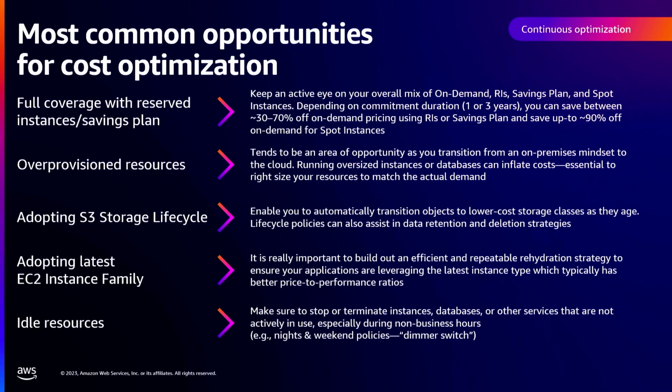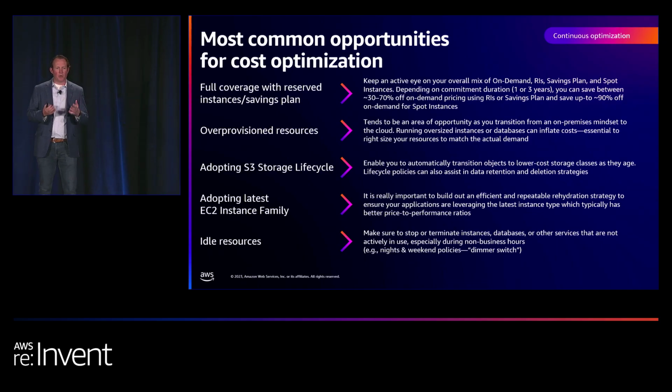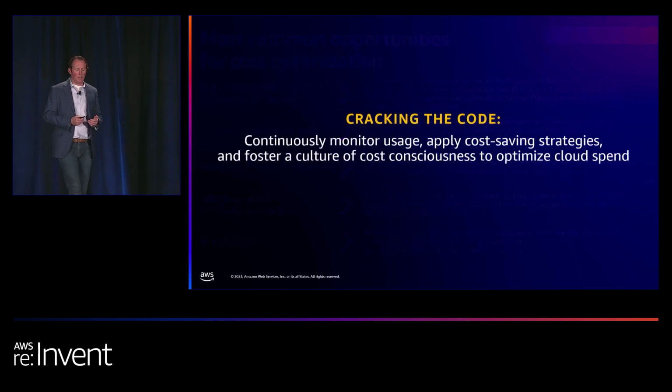Nights and weekends always come up with customers, a notion around when should we use dimmer switches or turn things down. This is a perfect opportunity for the opt-in, opt-out that we talked about earlier. Don't assume people are going to turn things off. Turn them off, and then have a process for them to turn it back on. So flip the script as you think about governance. So the cracking the code here is to constantly monitor and apply the strategies, but you need to have a culture of cost optimization as you go through this ecosystem.